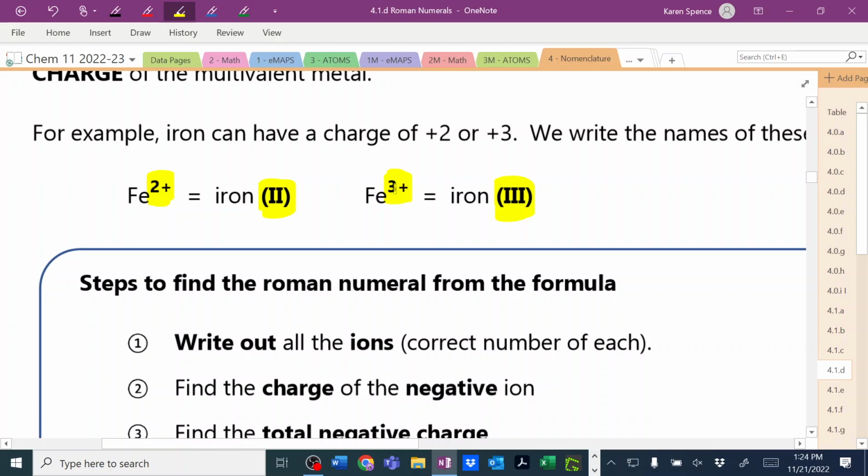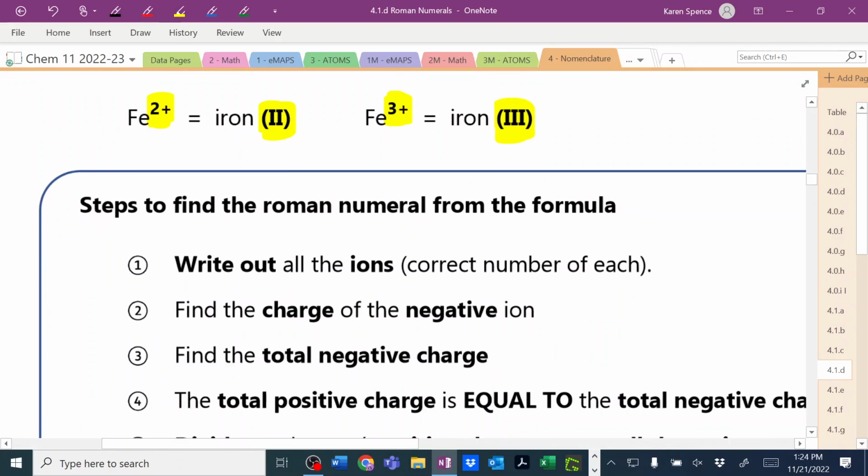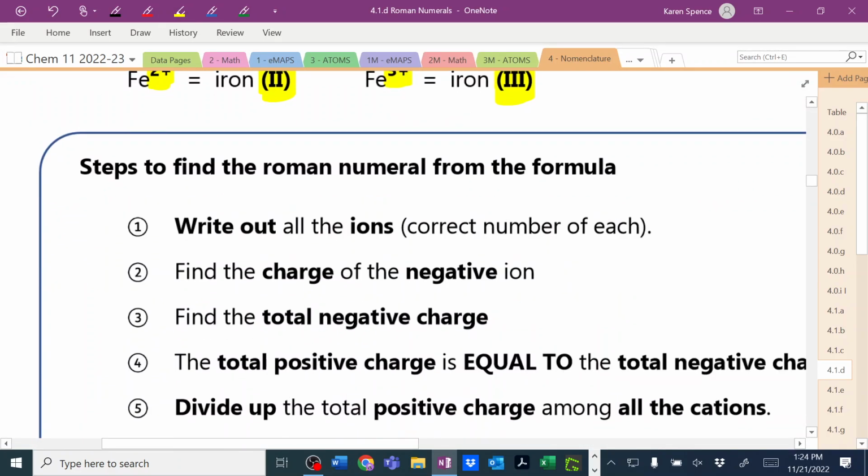And here is how you find the Roman numeral. You write out all the ions, the correct number of each. You find those from the subscripts. You will look up the charge of the negative ion.